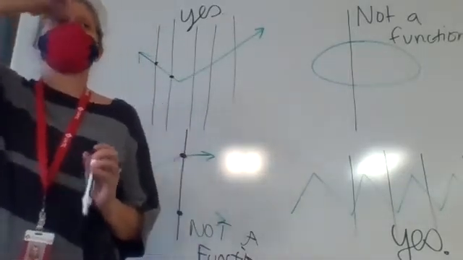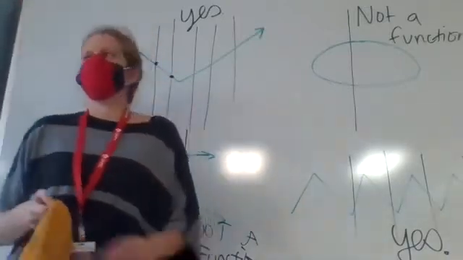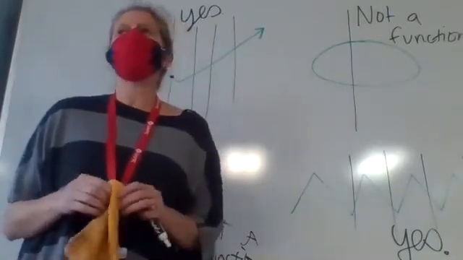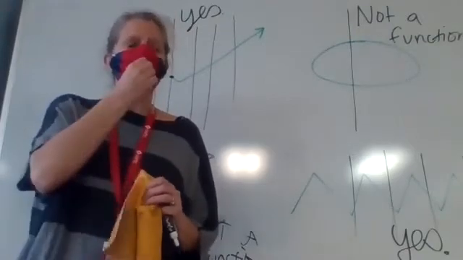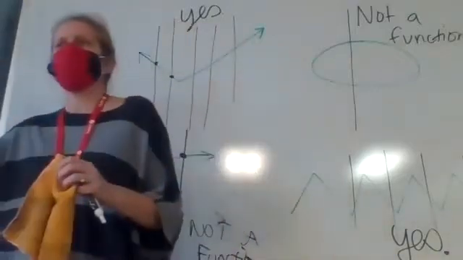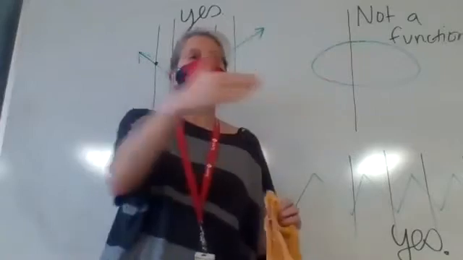2.3 is talking about domain and range. So remember, what is domain talking about? All the x values of the function. Or in other words, how far left and right is covered by your graph, right? Because that's what x tells you, how far to go left and right.